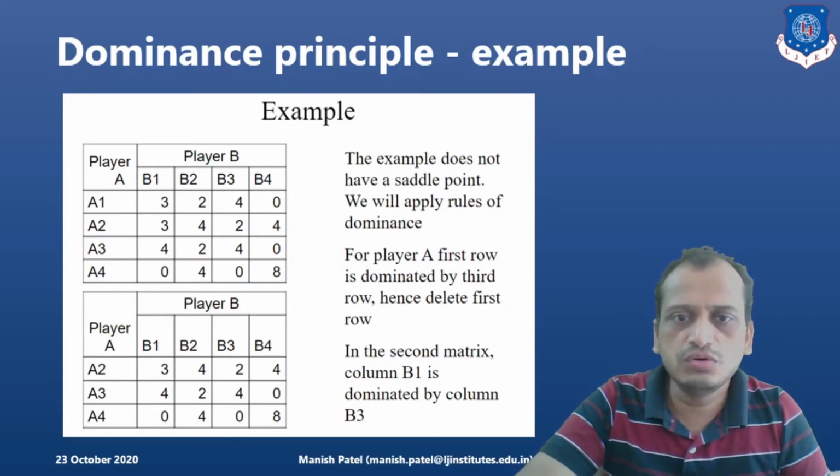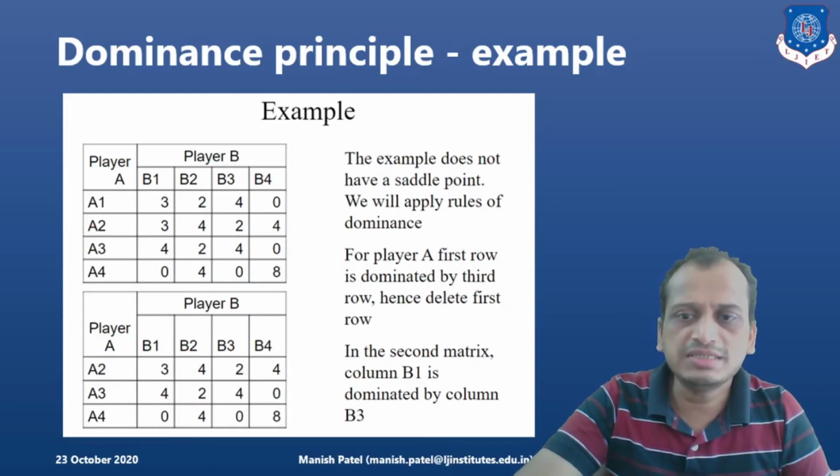3, 2, 4, 0, and the A3 row 4, 2, 4, 0. So the first row of A is dominated by the third row, which means A3 dominates A1. So we can easily eliminate A1. So I have eliminated A1 here, right? In the next case, now we check the columns.